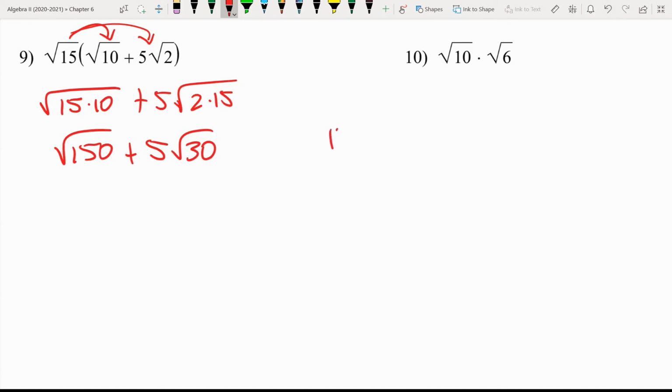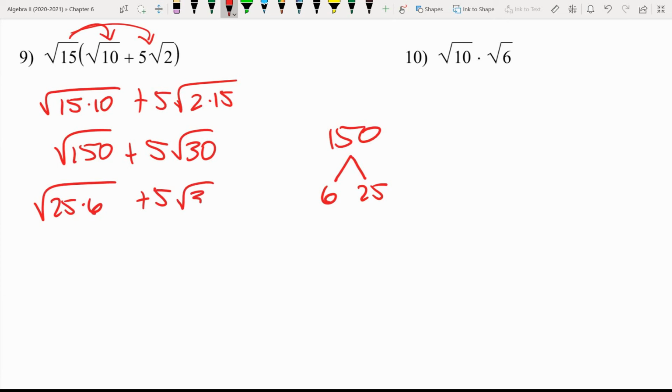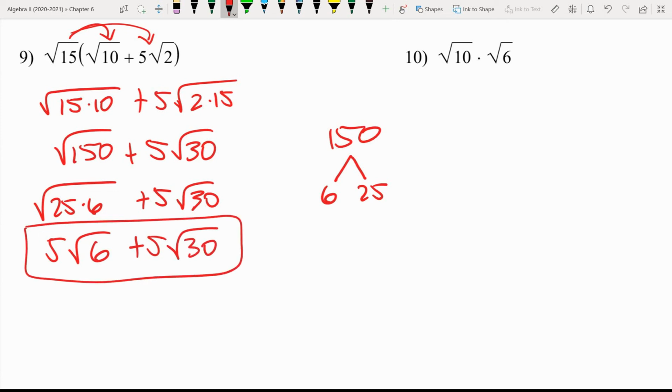But 150 is 6 times 25, right? So I can look at this as 25 times 6 for that first one and take the square root of 25, which is 5, square root of 6 plus 5 square root of 30. And that's all you can do in terms of simplifying that.